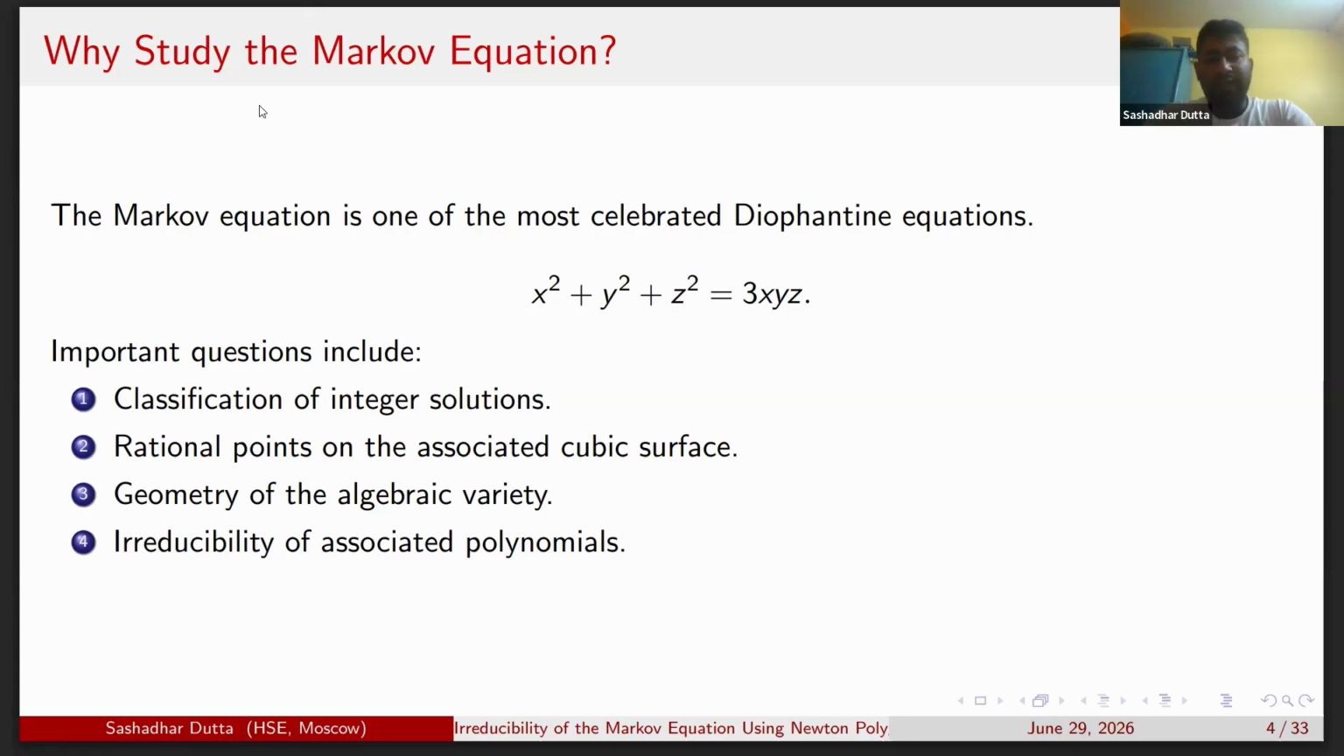That's why we are trying to find more triples, and a lot of papers are being published right now. It has integer solutions, because by definition it is written that it has integer solutions. Also, many mathematicians are trying to find rational points on Markov equations. It is also applicable to the geometry of algebraic varieties and the irreducibility of associated polynomials, etc.